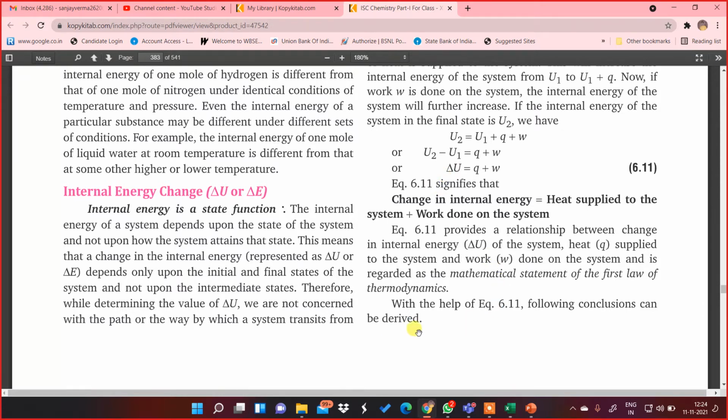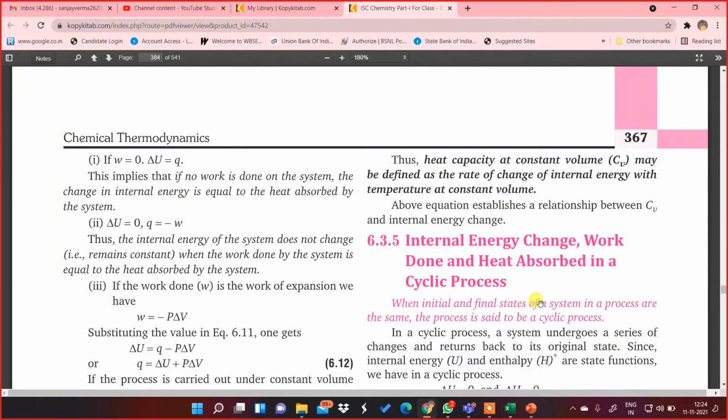Okay, so using equation 6.11 we can derive some conclusions. Say if work done is 0, then the change in internal energy is equal to the heat supplied. That means if no work is done on the system, the change in internal energy is equal to the heat absorbed by the system. Okay, that is the first case. If internal energy change is 0, then Q, the heat supplied, is equal to negative work.